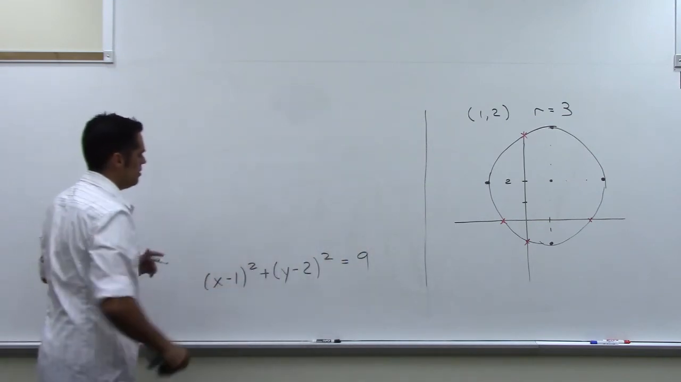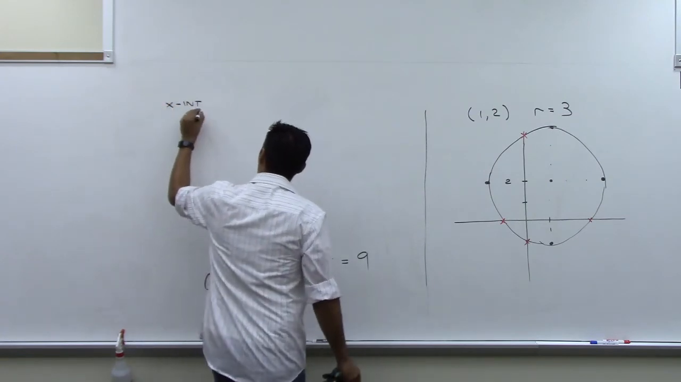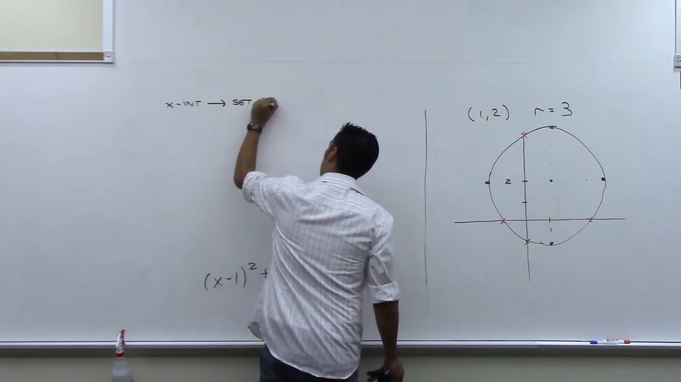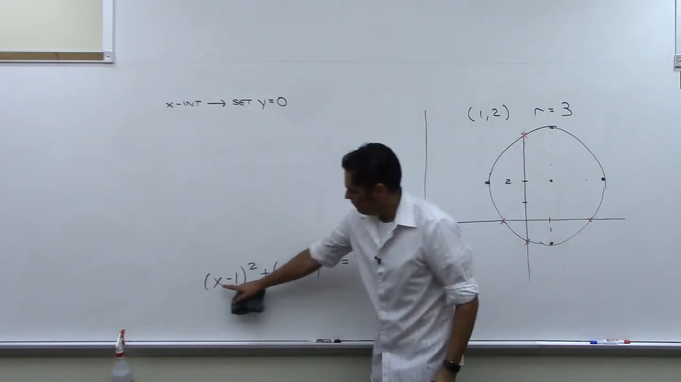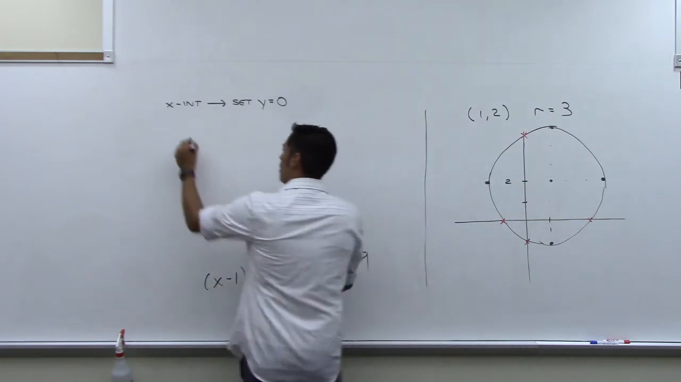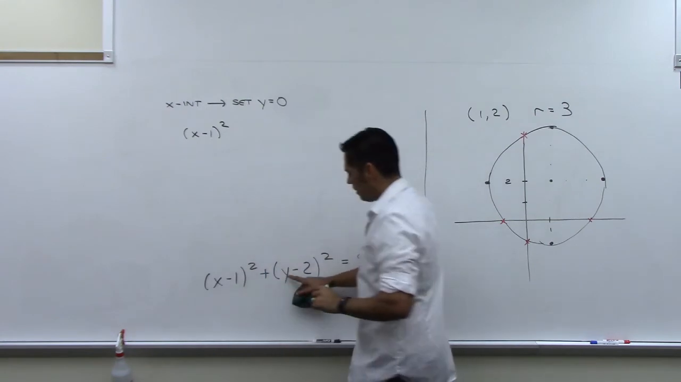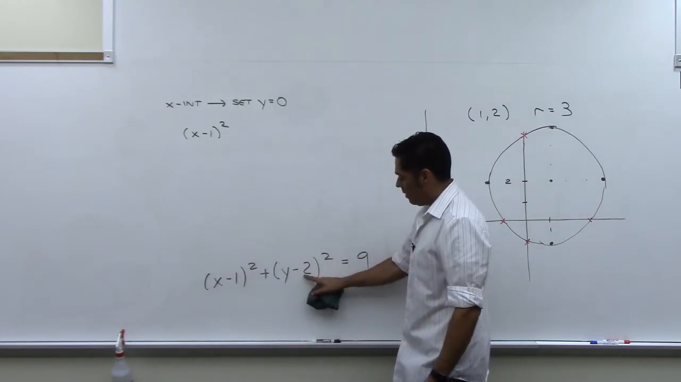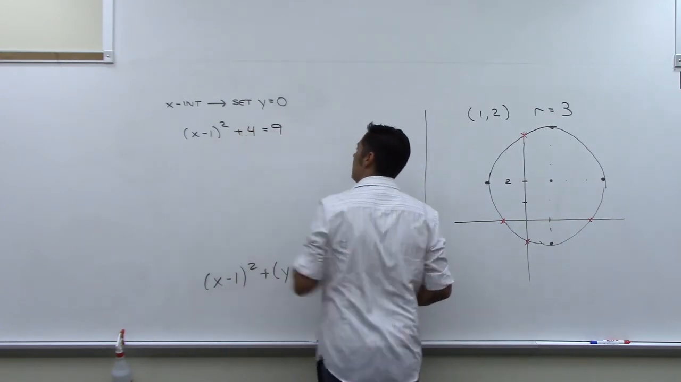To find the x-intercepts, we do what we always did back in college algebra. We set y equal to 0 in this equation. So if I set y equal to 0, let's see what I get. This doesn't change. So I still have (x minus 1) squared. And then if I let y be 0, 0 minus 2 is negative 2. And then square that, that's 4. So I'm going to get plus 4 equals 9.